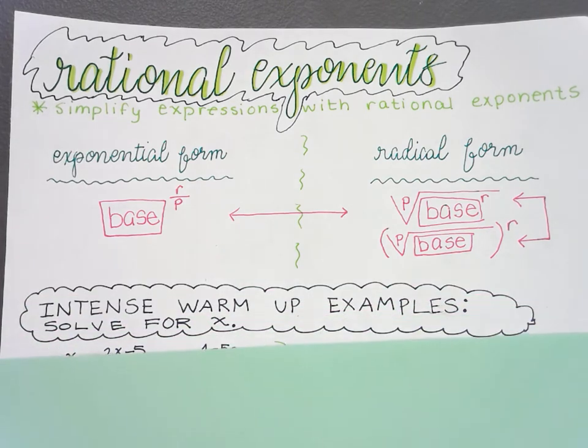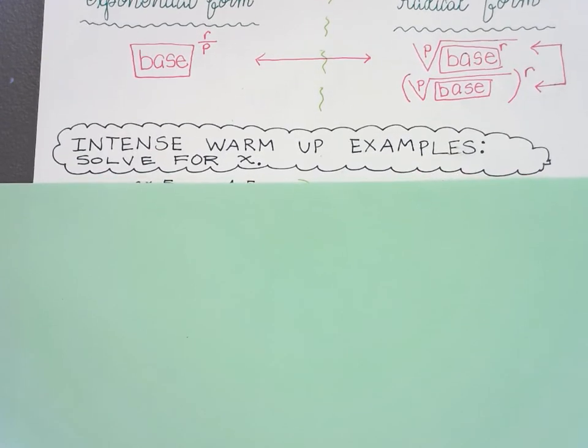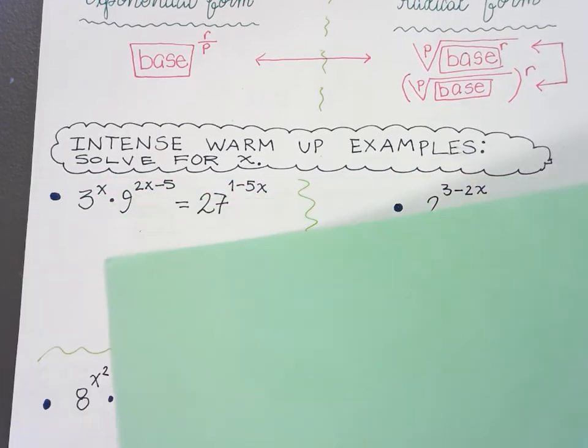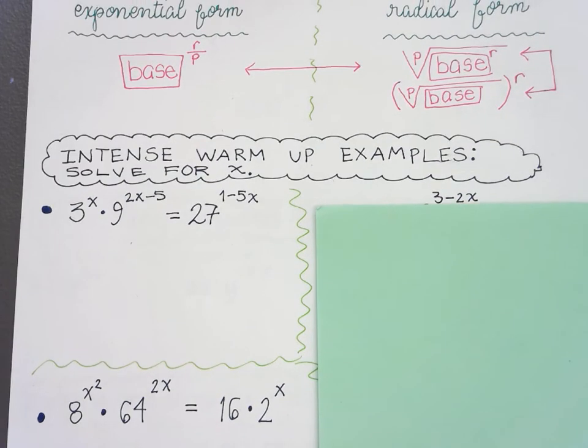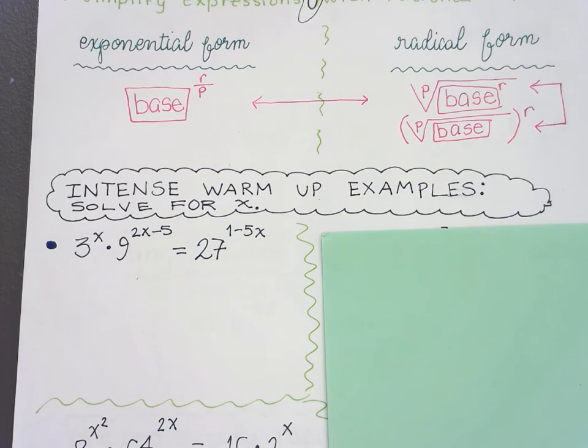So next thing we have is some intense warm-up examples, and we're going to solve for x in these examples here, okay? A little intense, I know, but I feel like it's sort of good sometimes to start with something a little bit more intense. So here I have 3 to the x times 9 to the 2x minus 5 equals 27 to the 1 minus 5x. Now, if this is a little over your head, it's okay, just follow along. The examples we do after this will seem a lot easier after we warm up.